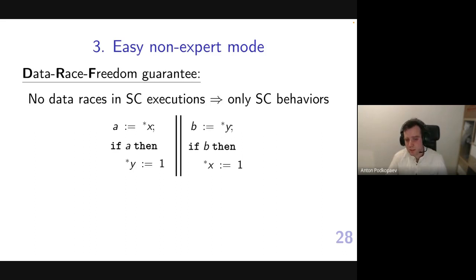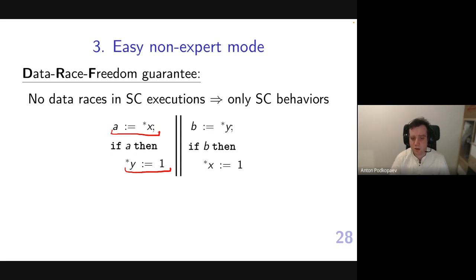So, for example, let's take a look at the following program. It's like the load buffering example we discussed earlier. We again have a read happening before a write in both threads. However, now we also have a control dependency in both threads. So let's try to execute this program in sequential consistency. In sequential consistency, you start with either performing this read or that one.